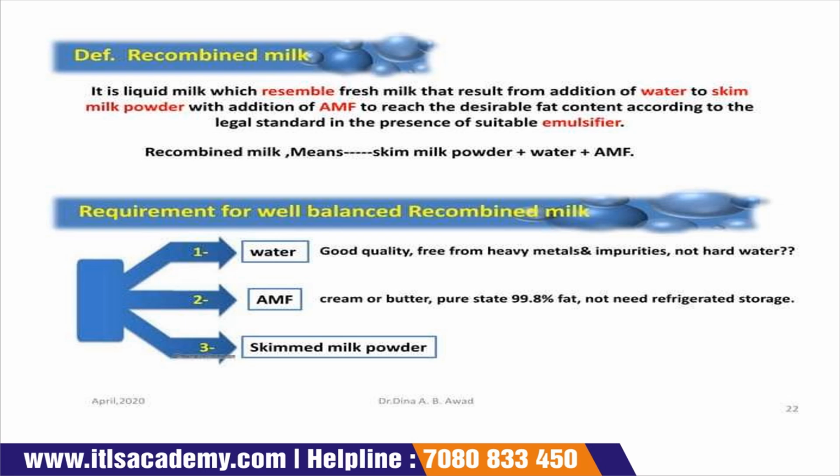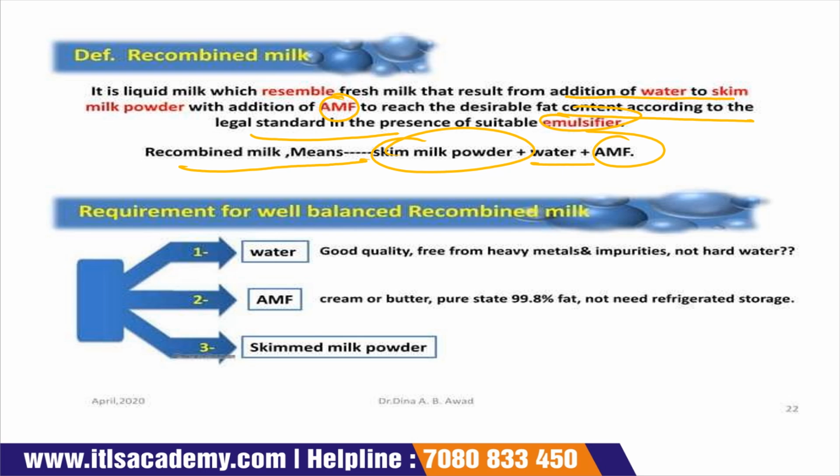Definition of recombined milk: milk which resembles fresh milk, resulting from the addition of water to skim milk powder with the addition of AMF, reaching the desirable fat content according to the legal standard in the presence of a suitable emulsifier, is called recombined milk. Recombined milk simply means skim milk powder plus water plus AMF.